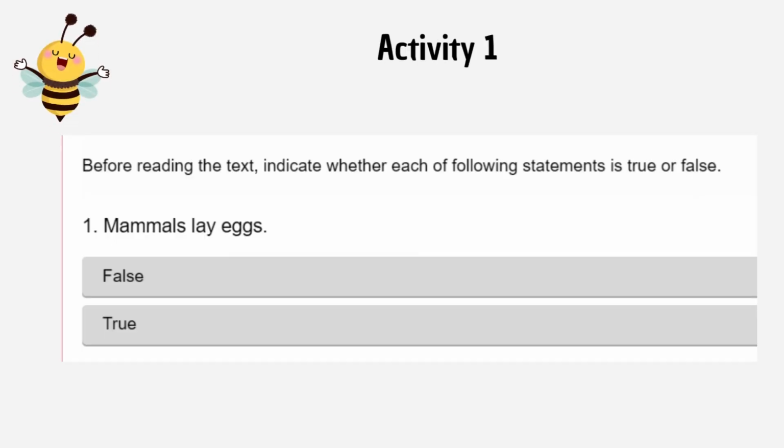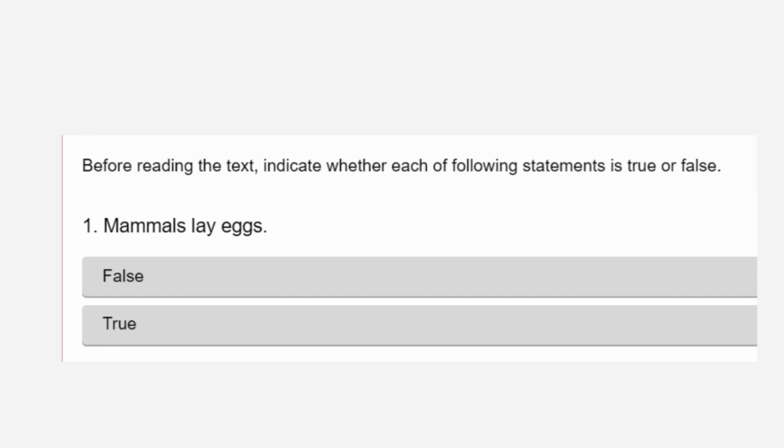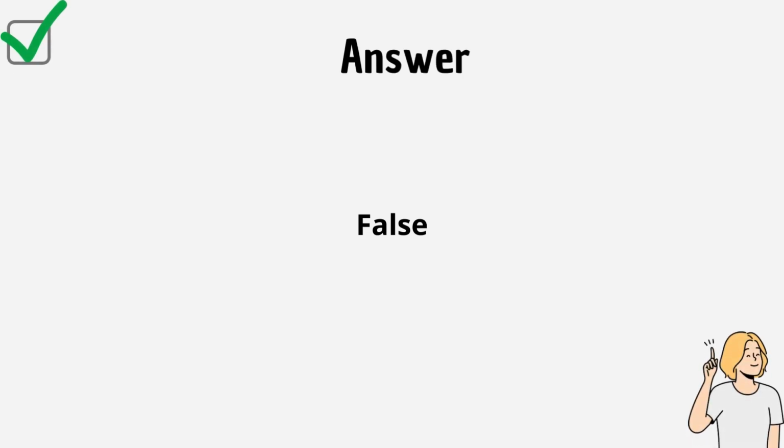Activity 1. Before reading the text, indicate whether each of following statements is true or false. Mammals lay eggs. False or true? Look at the answer.